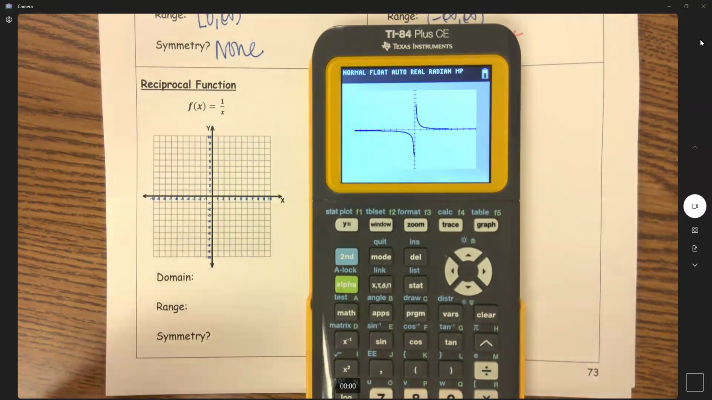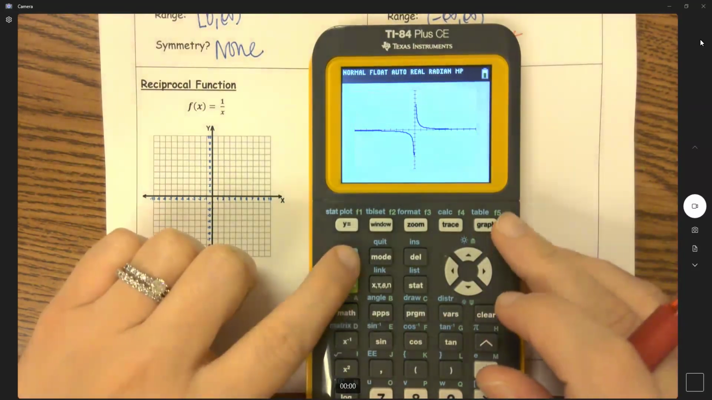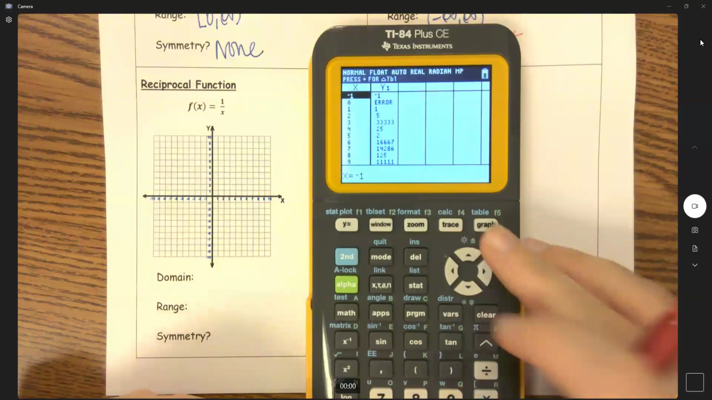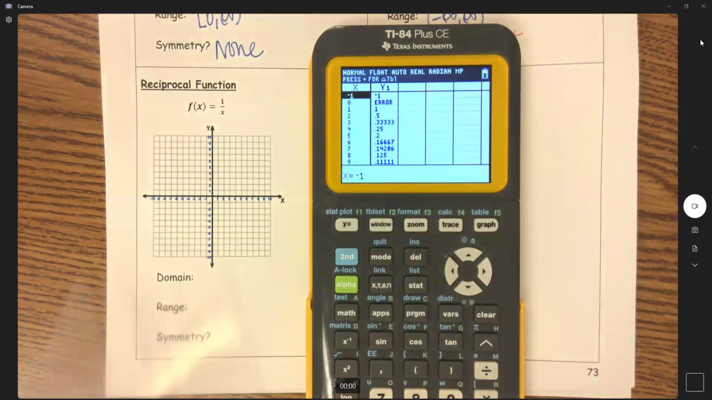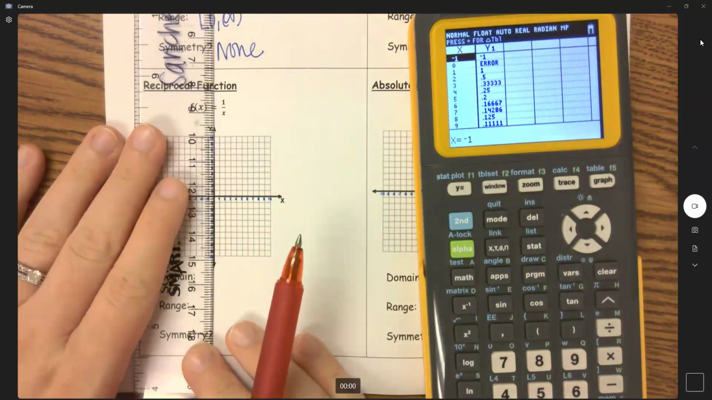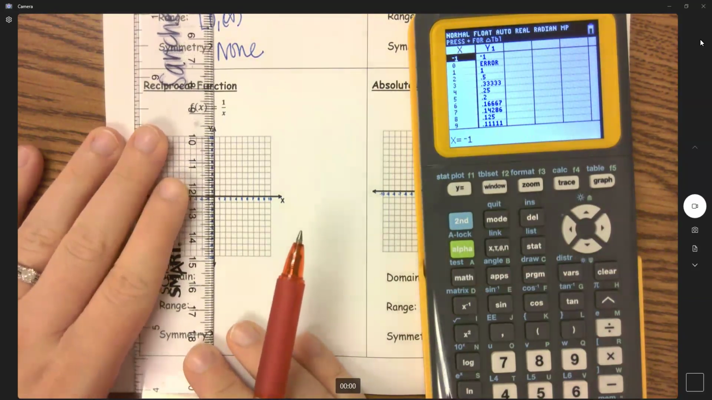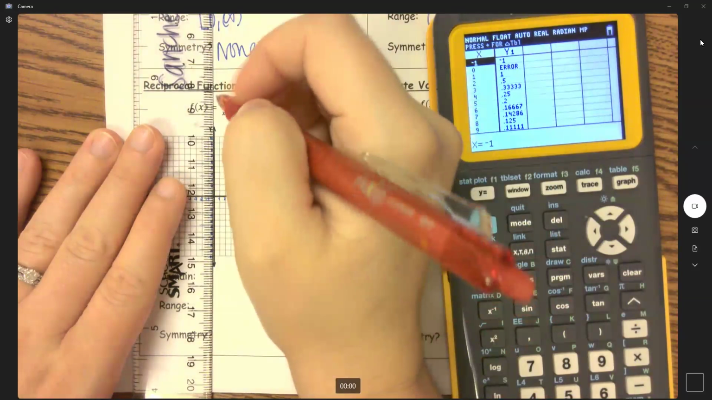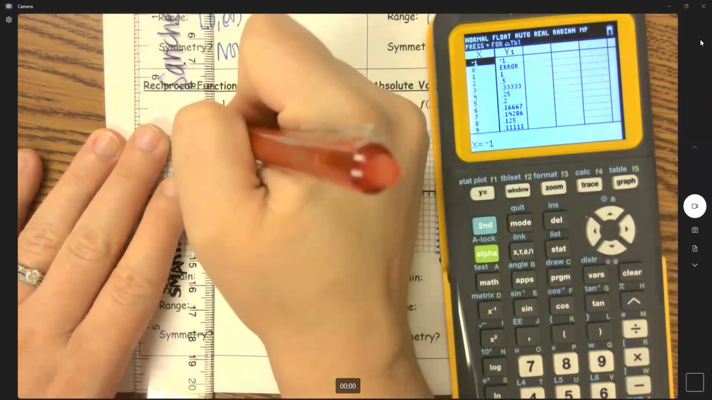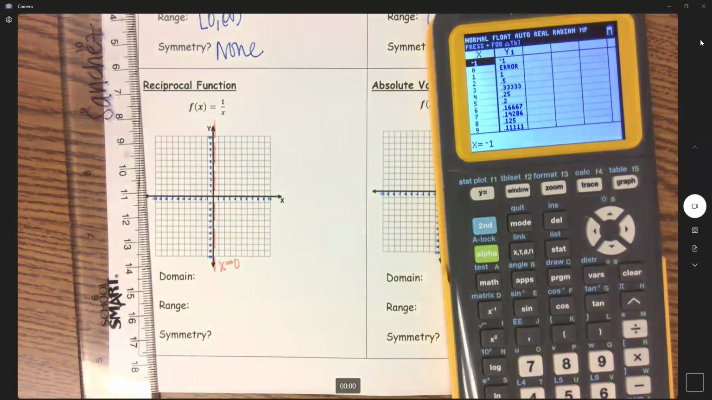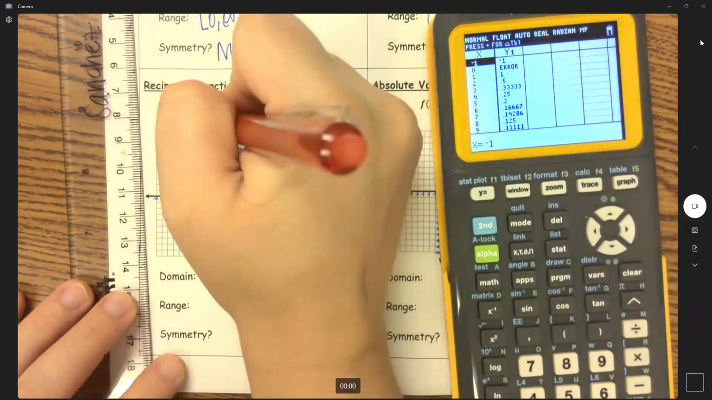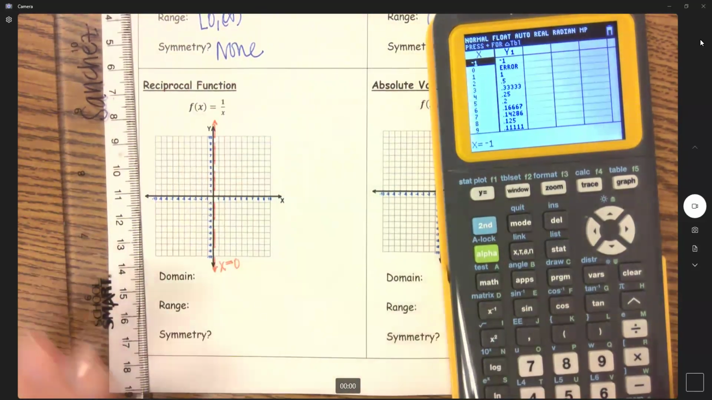Now, a couple things with this one. When I go into my table here, I have an error right here at x equals 0, because at x equals 0, we have what is called an asymptote. We're going to deal a little bit with asymptotes when we go over exponential and logarithmic functions. But I'm going to put a dashed red line right here at x equals 0. Okay. Yeah, let's go ahead and put some arrows on that because that's going to keep going forever.